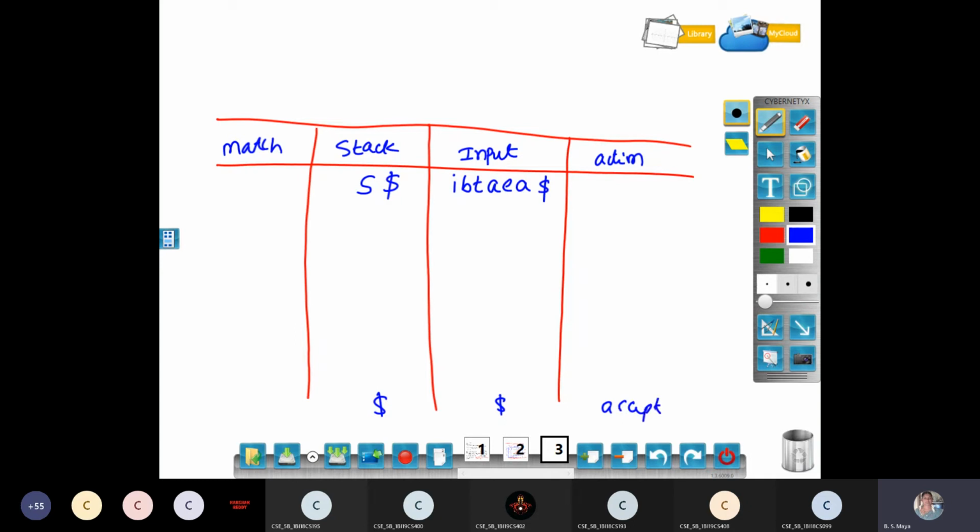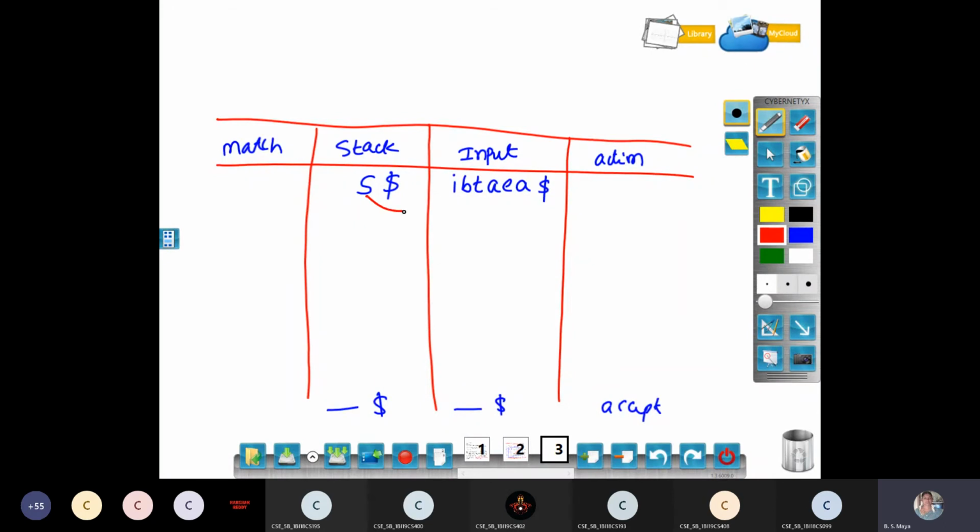If it does not follow this condition, you can say it is an error condition. Some symbols can be left out in the stack or some symbols can be left out in the input. If either condition is satisfied, then you can say it is not accepted by the given grammar.